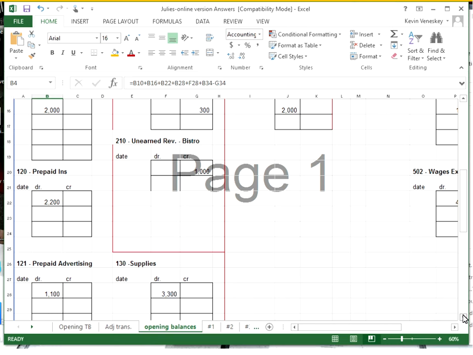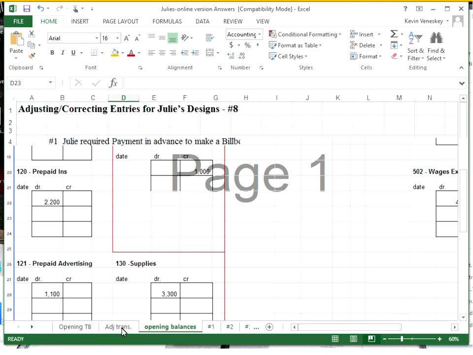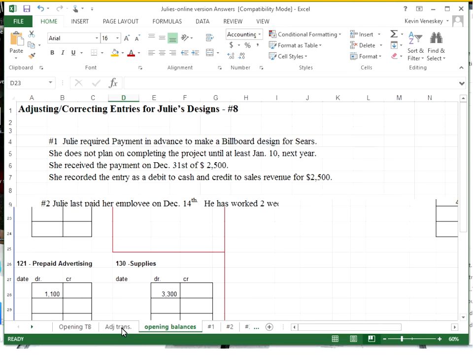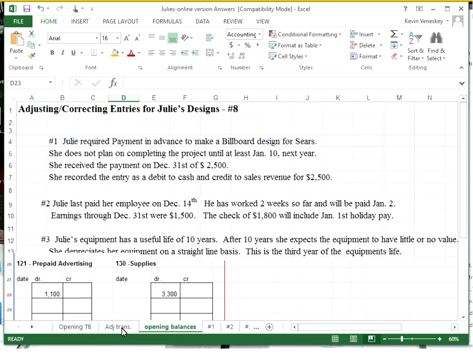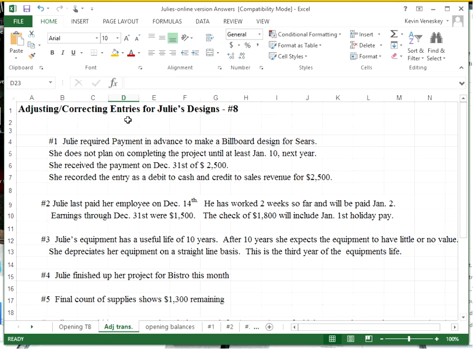That's what I want you to do: take the next 2 or 3 minutes, get out a T account sheet, and update. Once you're done, we're going to begin to look at these correcting and or adjusting entries to finish up the year for this Julie's Design Company.